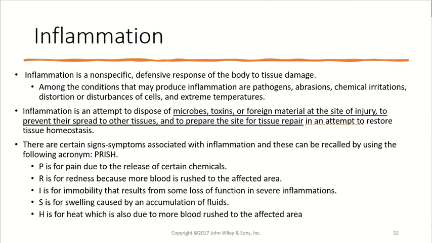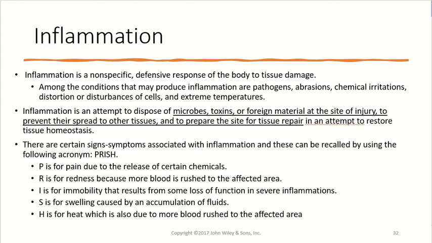There are going to be certain signs and symptoms that are associated with inflammation, and these can be remembered using the acronym PRISH. So you've got P for pain, and this is due to the release of various chemicals that are going to be registering as pain. R is for redness. This is because there's going to be more blood that's rushing to that affected area. I is for immobility. This is going to result from some loss of function in severe inflammation if something is really bad.